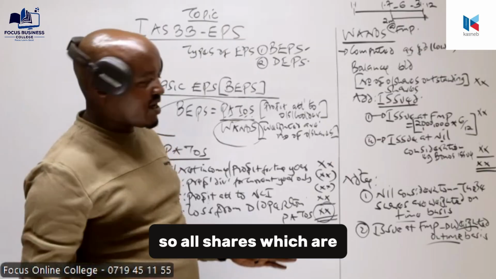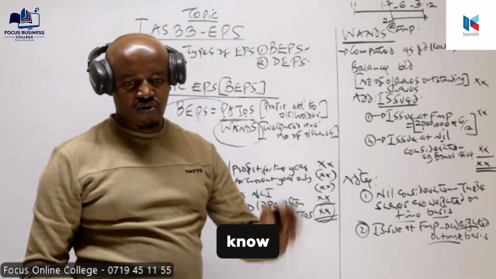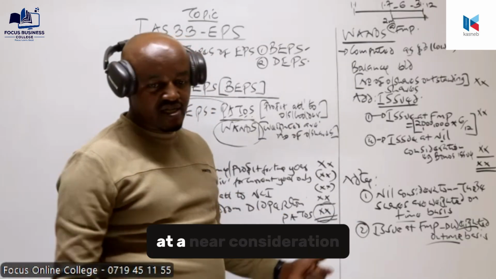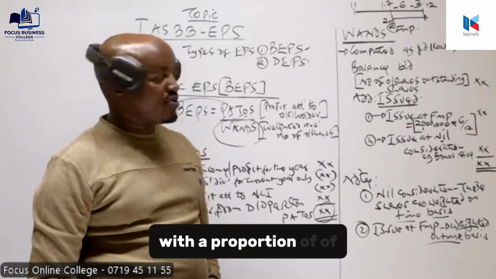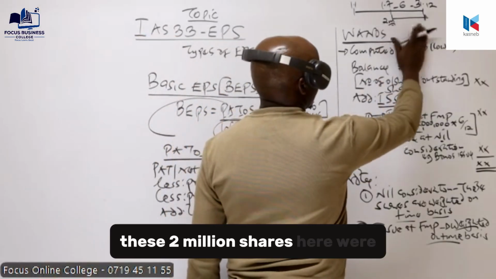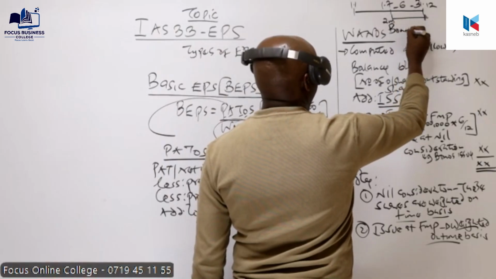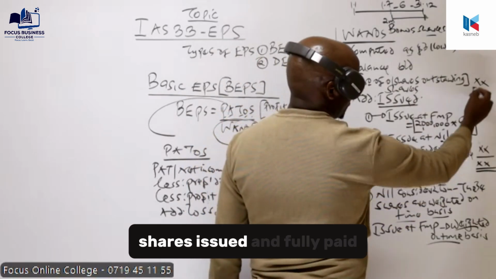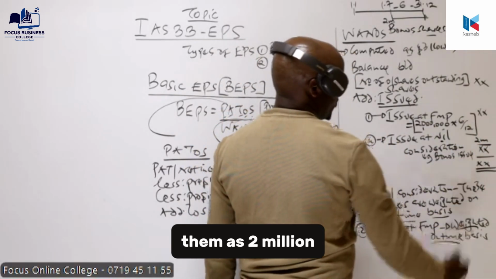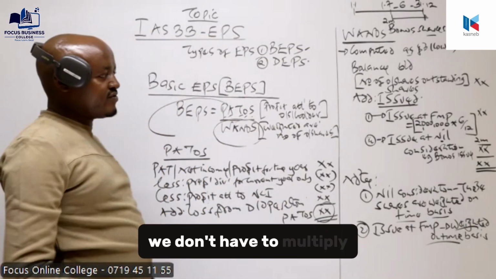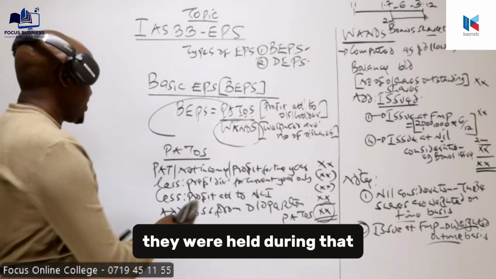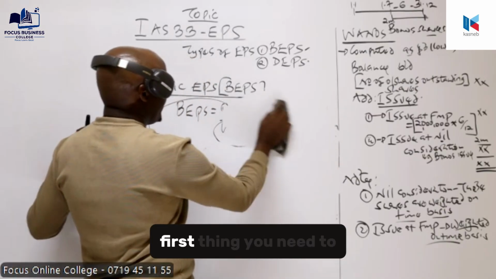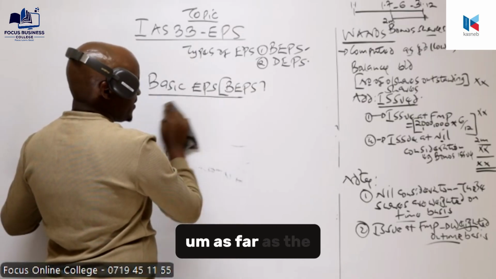So all shares which are issued at full market price, that's what you need to know. They are supposed to be multiplied by the proportion of time they were held. But those shares which are issued at nil consideration are not supposed to be multiplied by the proportion of time. If, for example, these 2 million shares here were bonus shares, then when adding them to the shares issued and fully paid at the start, we add them as 2 million. We don't have to multiply them by the proportion of time they were held during that year. So that is basically the first thing you need to know as far as the computation of EPS is concerned.